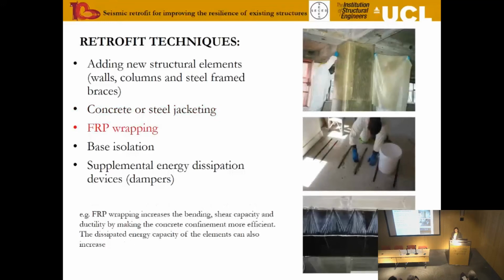FRP wrapping has been gaining significant traction in Italy after the Aquila earthquake. I'll show you some examples shortly. And these are just some pictures showing how the fiber reinforced polymer is commonly used to increase the bending, the shear capacity, and the ductility. So, for example, by confining the concrete in a column, they provide additional strength and additional ductility of those elements, and equally also in beams.